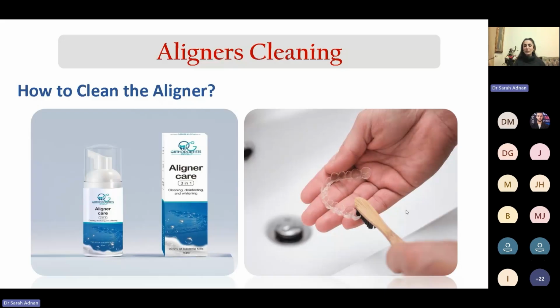A very fine or soft toothbrush should be used under tap water and soap only. This is the method to clean the aligner. You can also use a lot of aligner care material that can be used for disinfection and cleaning of the aligner according to the manufacturer's instructions. The majority of them can be used once daily. The aligners should be cleaned before insertion, or when the patient finishes eating, he should brush his teeth, clean the aligner, and insert it in his mouth.